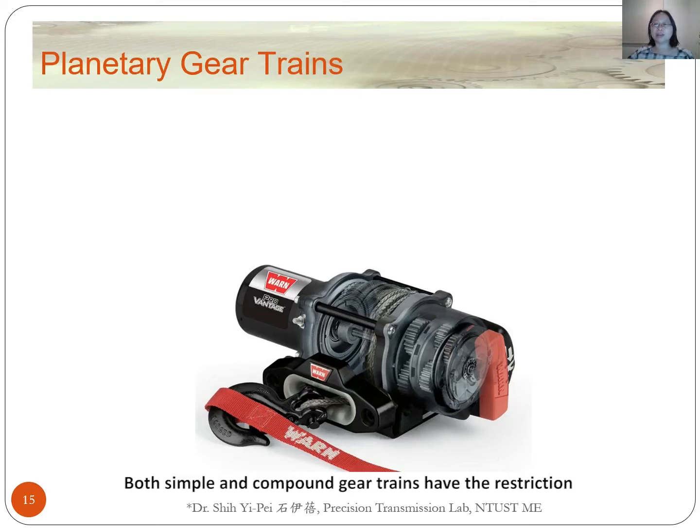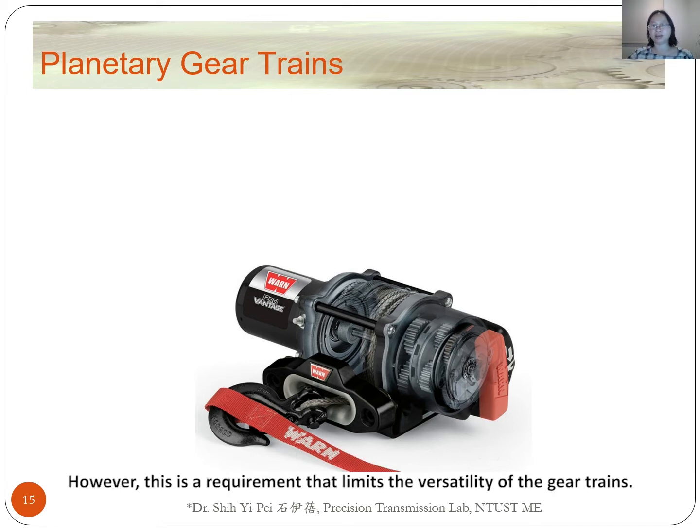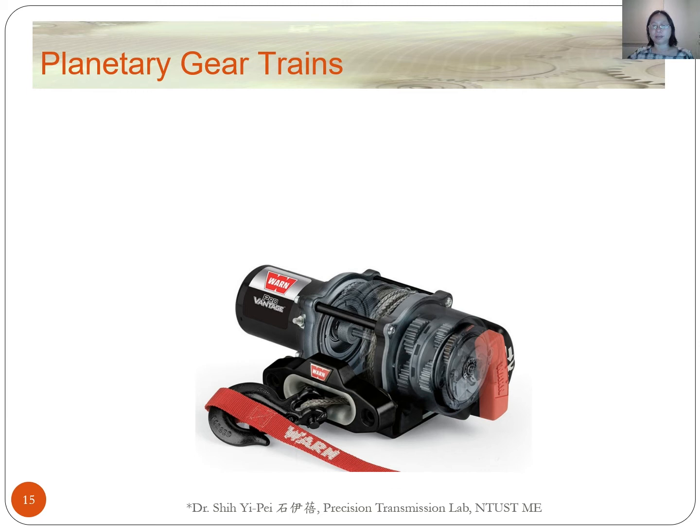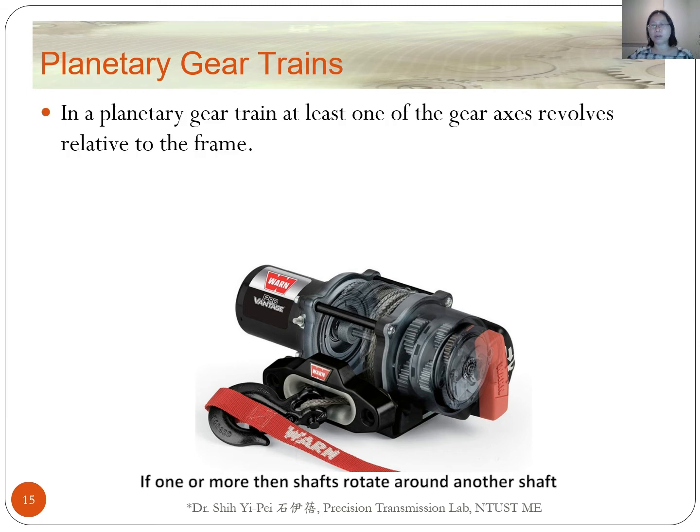Both simple and compound gear trains have the restriction that their gear shafts must rotate in bearings fixed to the frame. However, this is a requirement that limits the versatility of the gear trains. If one or more gear shafts rotate around another shaft, as well as spinning about their own axis, the gear train is called a planetary or epicyclic gear train.